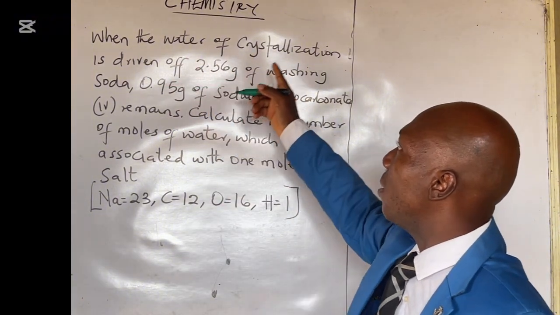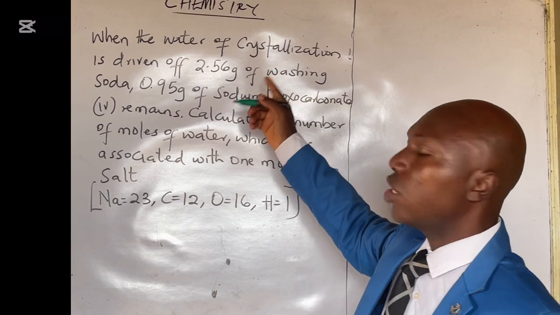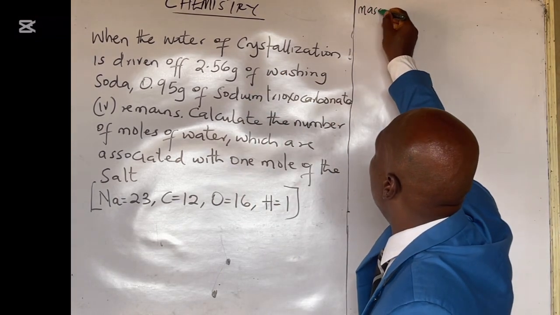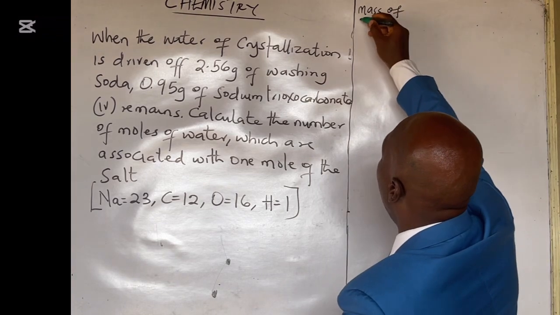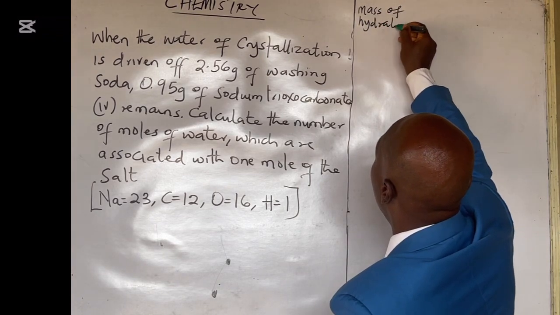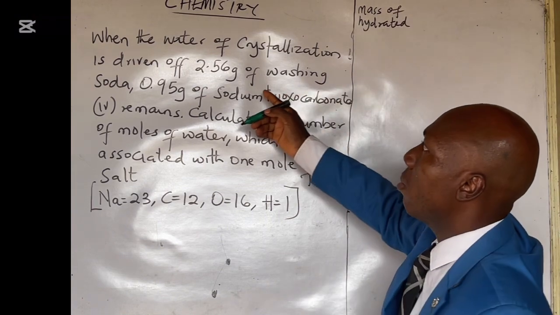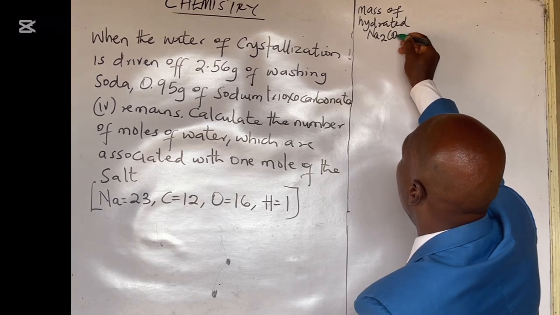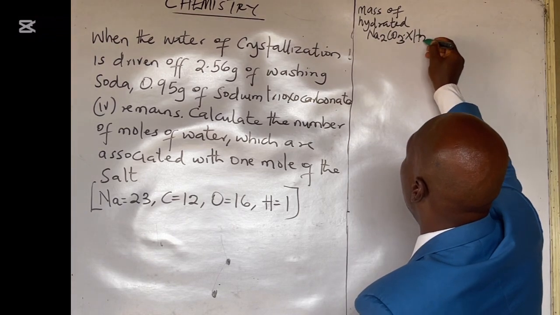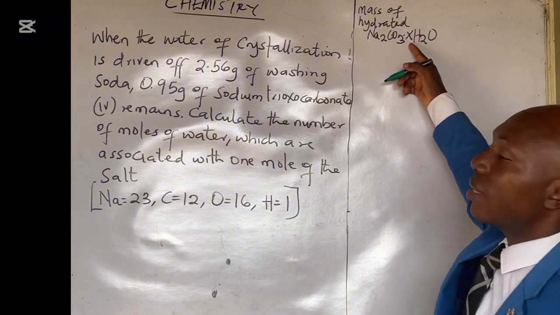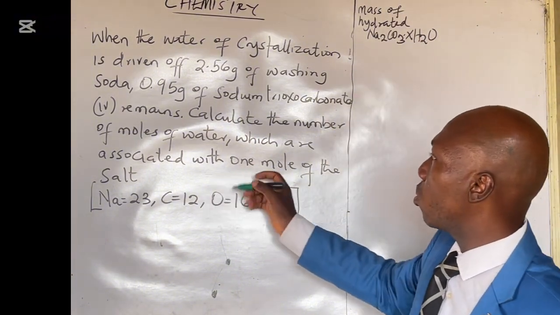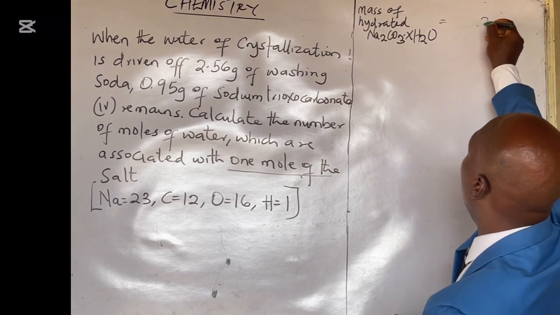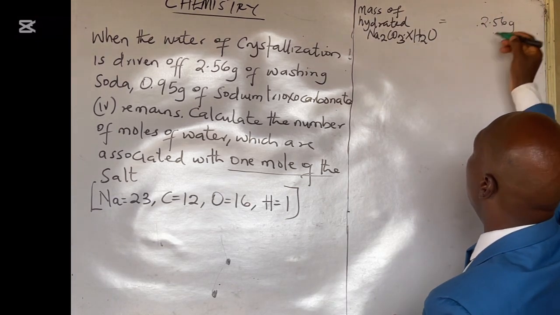When the water of crystallization is driven off, we have 2.56 gram of washing soda. So we have the mass of hydrated salt, washing soda, that's 2.56 grams. We don't know the water of crystallization. That's what they asked us to get, the number of moles of water in the salt. So we're given the hydrated salt, the mass is 2.56 grams.